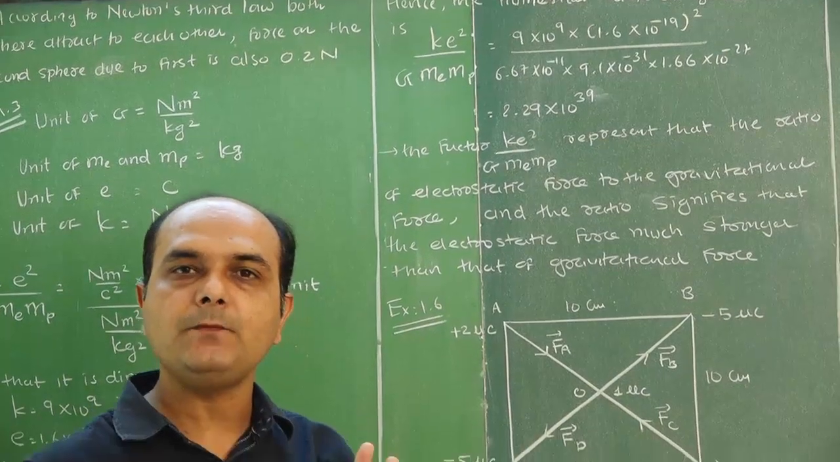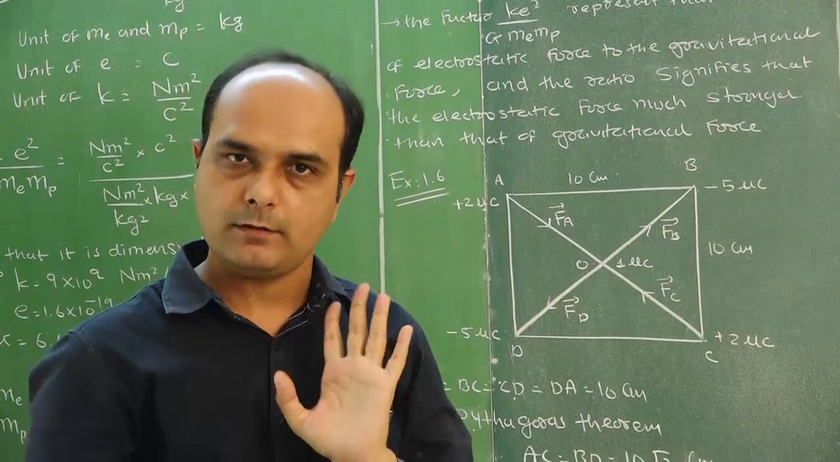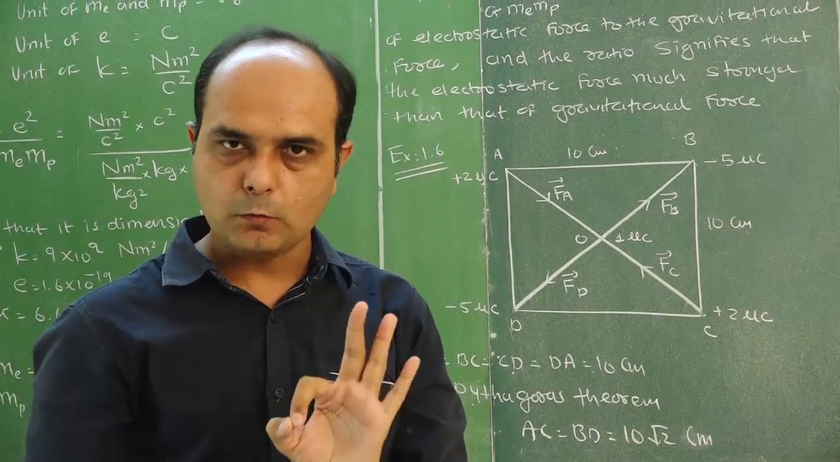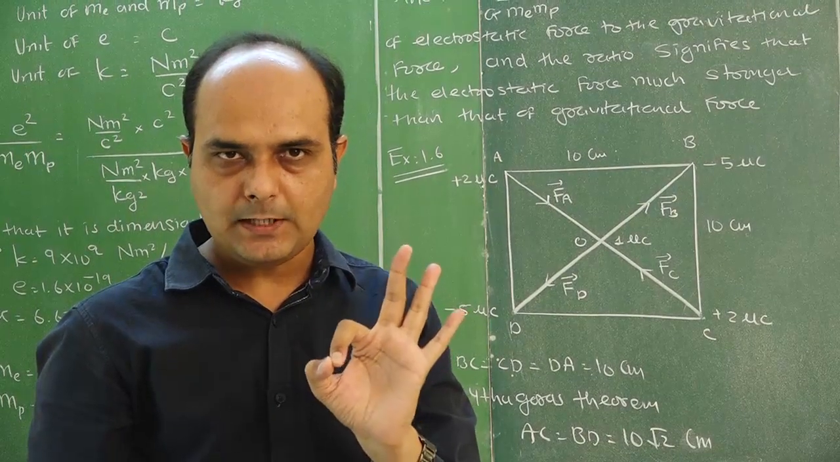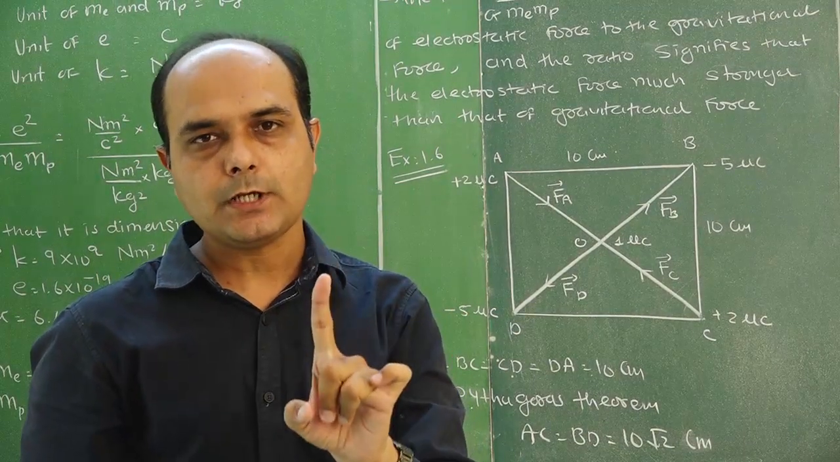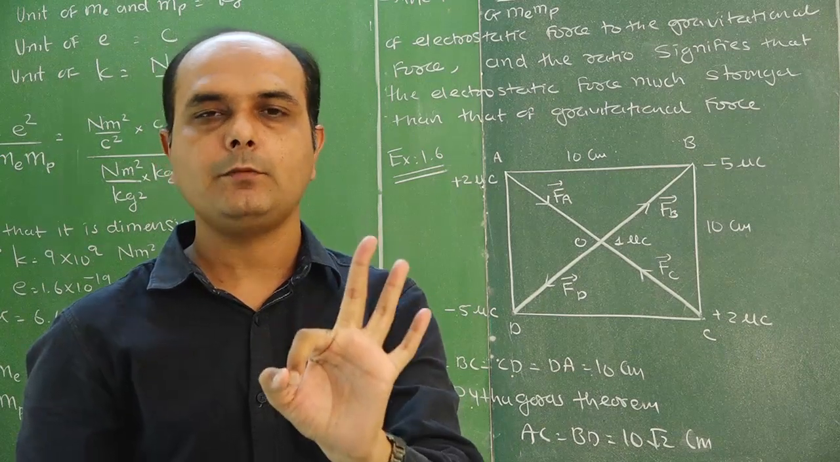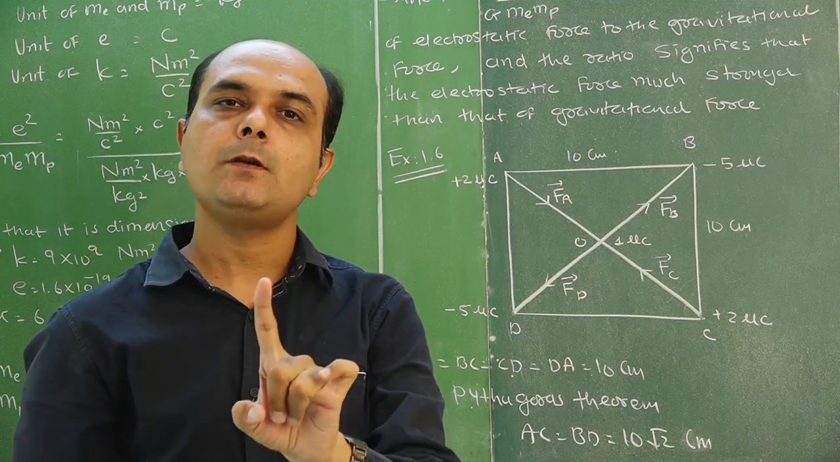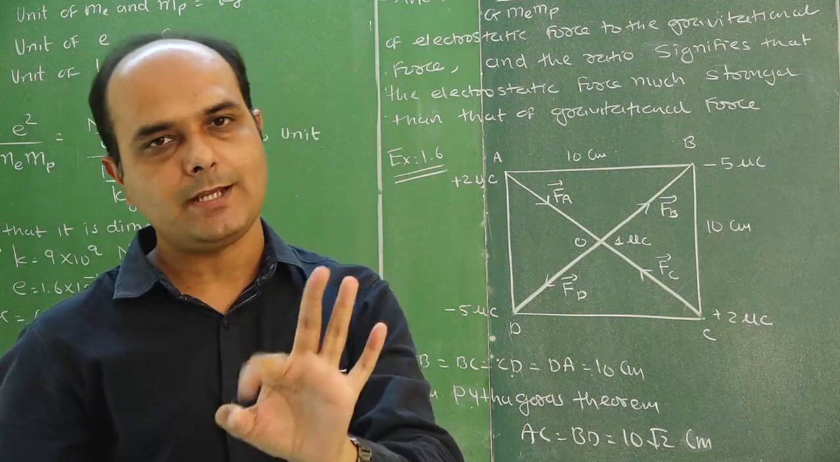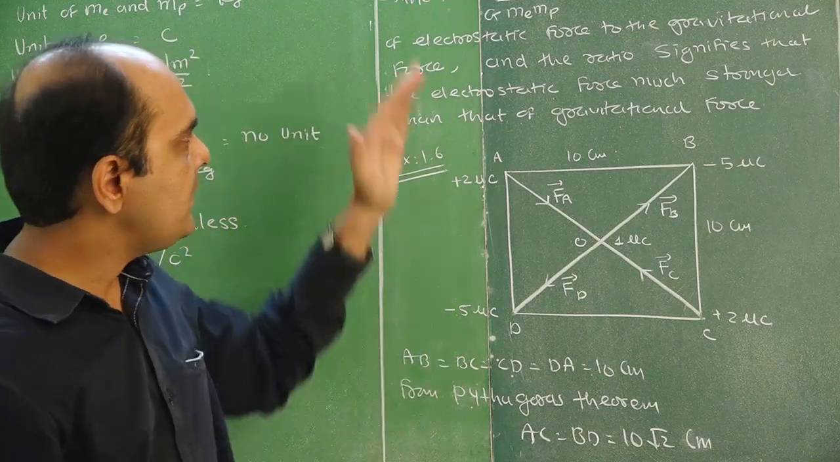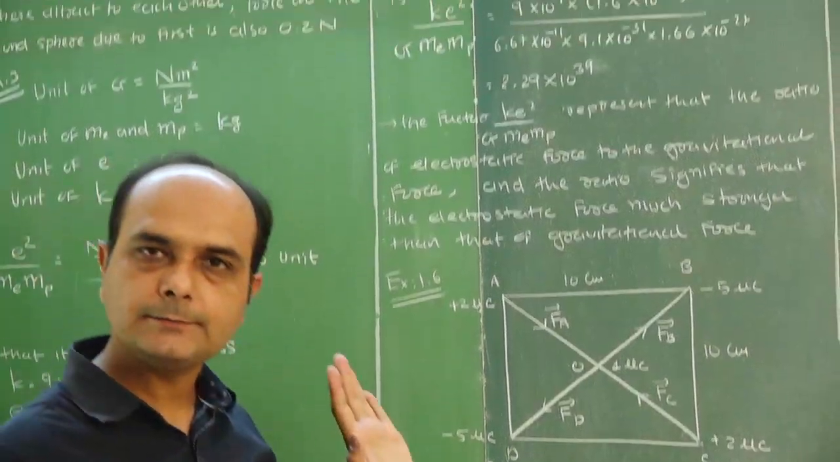This answer we had already calculated in our illustration. So again we conclude that the electrostatic force is stronger than the gravitational force. So the gravitational force is the weakest force in our nature. Okay, now this example is completed.